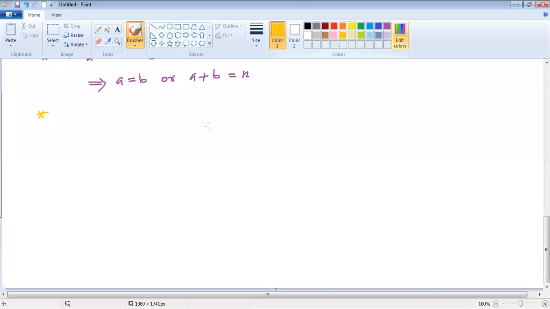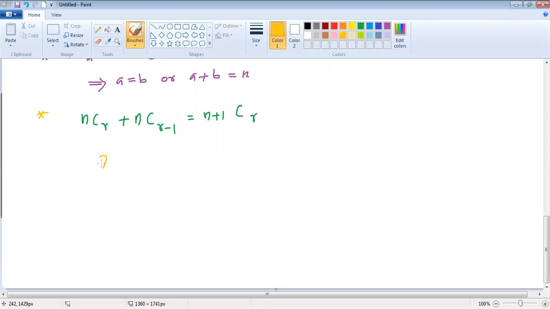One more property I want to tell you related with the combinations. It is like this: nCr plus nC(r minus 1), which is the same as (n plus 1)Cr. I will explain with the example.